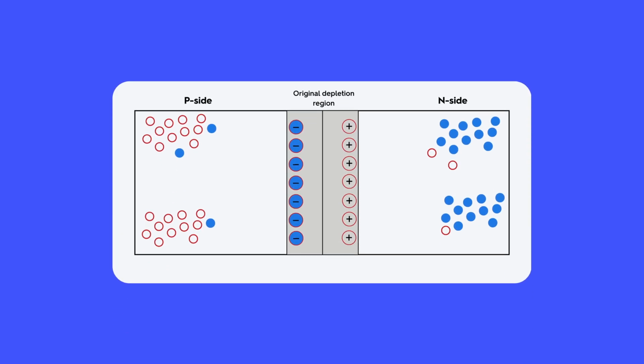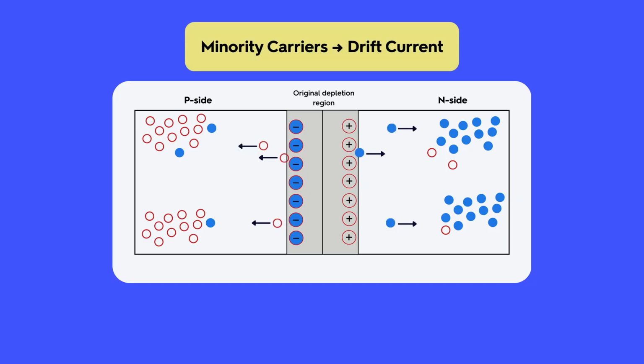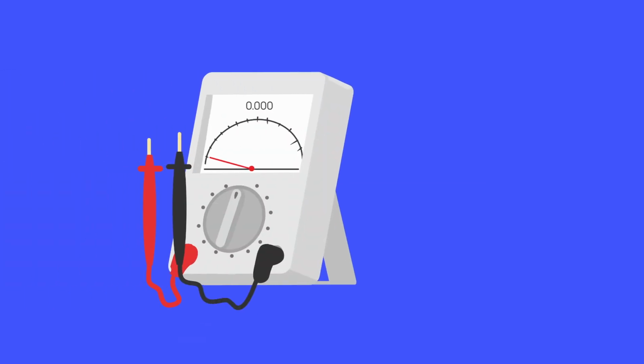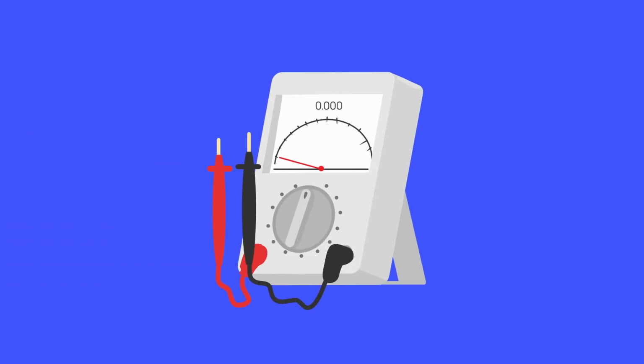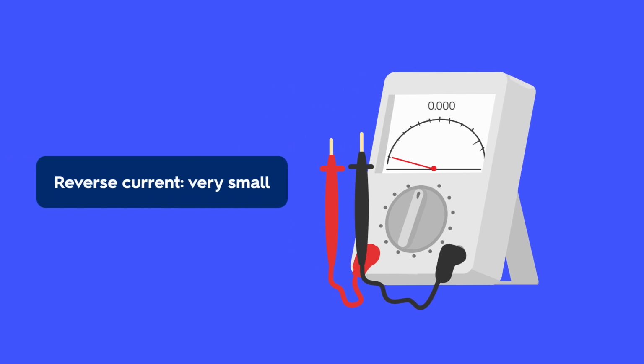Now think about drift current. Drift comes from minority carriers. A few electrons exist in the p side, and a few holes exist in the n side. When those minority carriers wander into the depletion region, the electric field sweeps them across. Here's the key idea. That reverse current doesn't change much with small to moderate reverse voltage. So once diffusion is basically gone, the remaining current is mainly due to minority carriers, and it's extremely tiny. But it does increase noticeably with temperature.